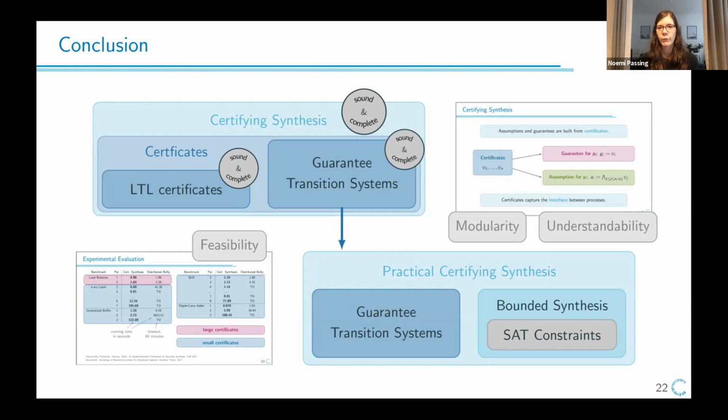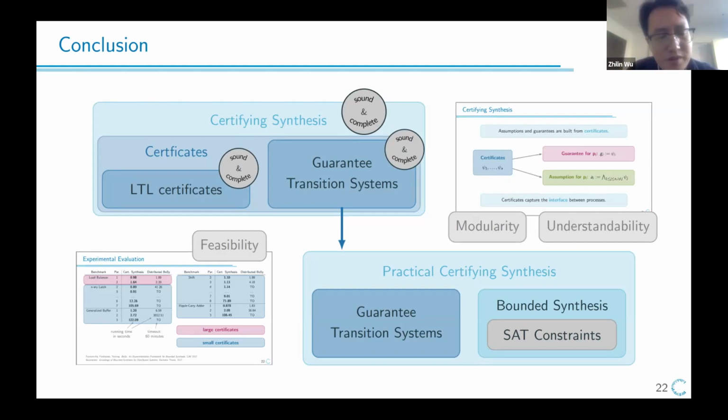No, so in our approach, this is kind of our contribution, that the user doesn't have to provide the certificates. We also synthesize them. So we don't only synthesize the solution in terms of our strategies, but we also automatically synthesize the certificates that we need for our solution.